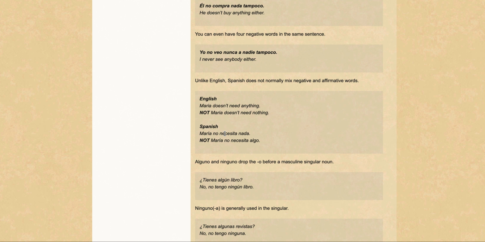So Maria no necesita nada. It's not Maria no necesita algo. Algo is something. It might take a while to wrap this concept in your head, because this is something new. It's not like what you do in English. It's not a literal translation. Maria doesn't need anything: the literal translation to Español would be Maria no necesita algo. Algo is anything or something, but that's not correct. It'll be Maria no necesita nada.